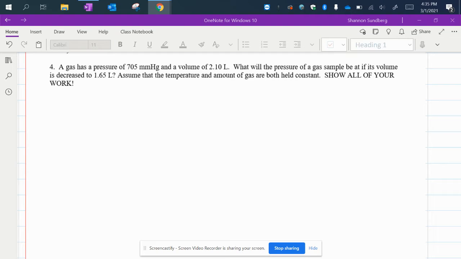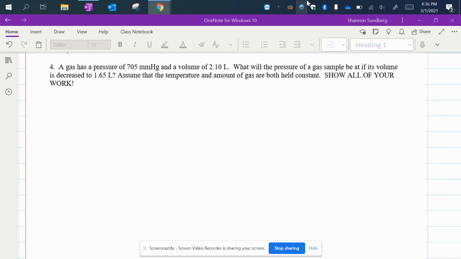We're going to do an example problem using the combined gas law. And in this one, temperature is going to be held constant. It says a gas has a pressure of 705 mmHg, which is millimeters of mercury, and a volume of 2.10 liters. What will the pressure of a gas sample be if its volume is decreased to 1.65 liters? Assume that the temperature and amount of gas are both held constant, and it says show all of your work.